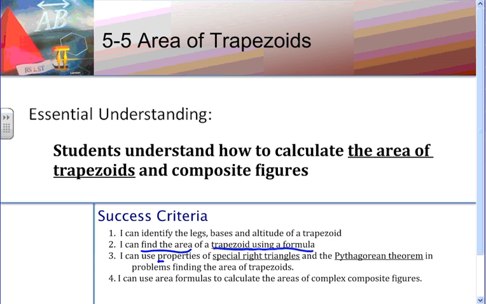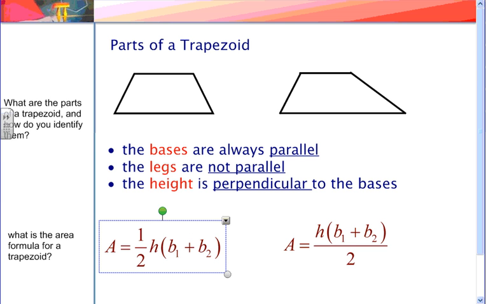I can use the properties of the special right triangles that we studied, as well as the Pythagorean theorem in problems where I need to find the area of trapezoids. And I can use area formulas to calculate the areas of complex composite figures. So let's begin. Let's first start by talking about the different parts of a trapezoid.